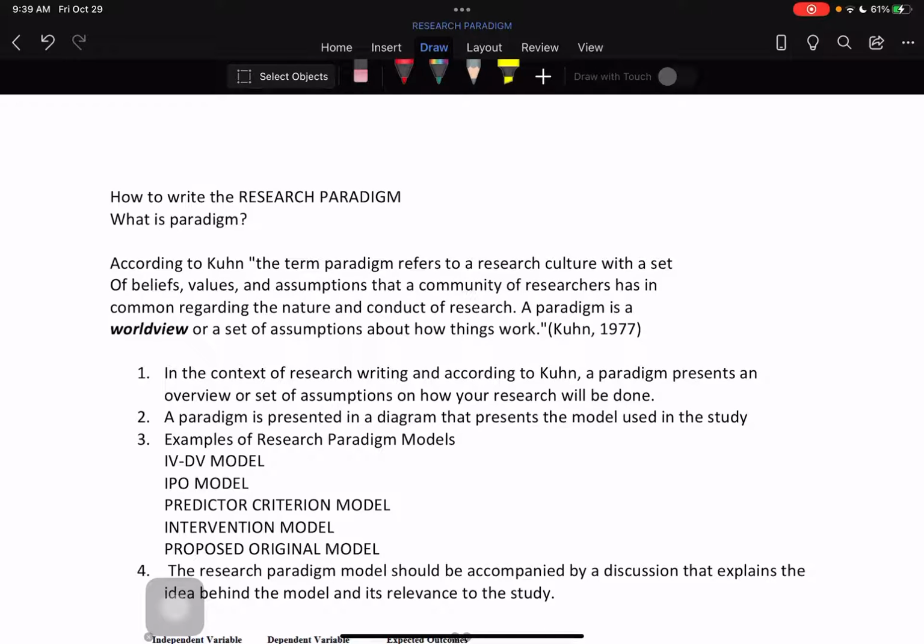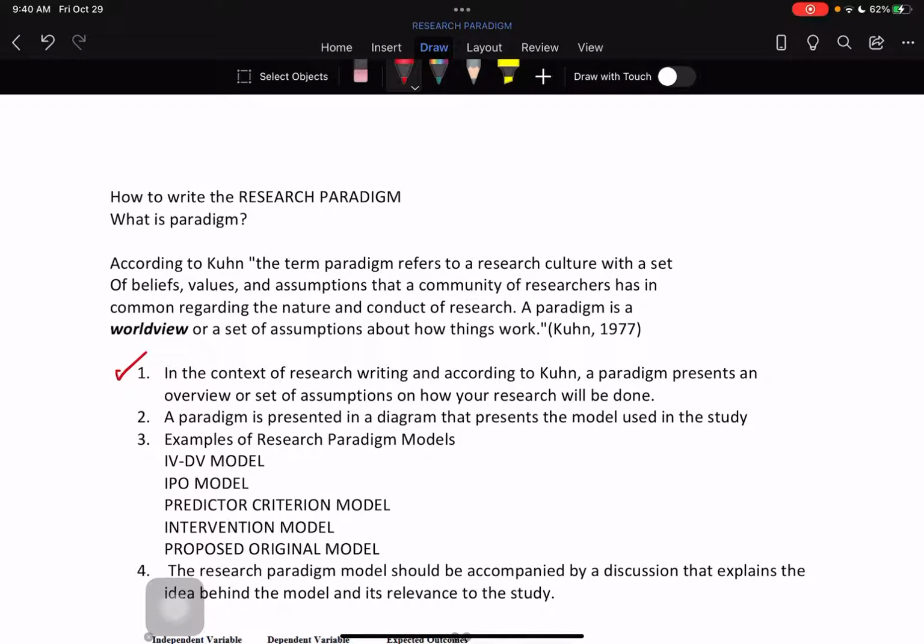So, a paradigm is a worldview or a set of assumptions about how things work. So, this is according to Kahn 1977. Now, in relation to this, you have to present your paradigm in diagram form. Usually, you are going to see in other samples of researches a diagram presented, and there are variables reflected in that diagram, and then may makikita kayo, may mga arrows showing the relationship and the flow of the variables to each other and papaano dapat i-conduct yung research. So basically, this is what Kahn is presenting in the definition of the research paradigm that we have read.